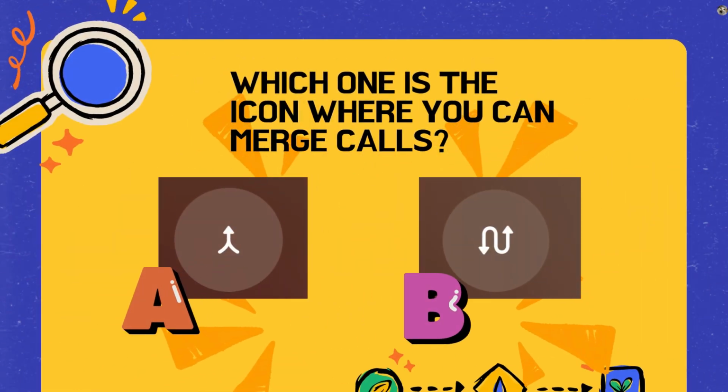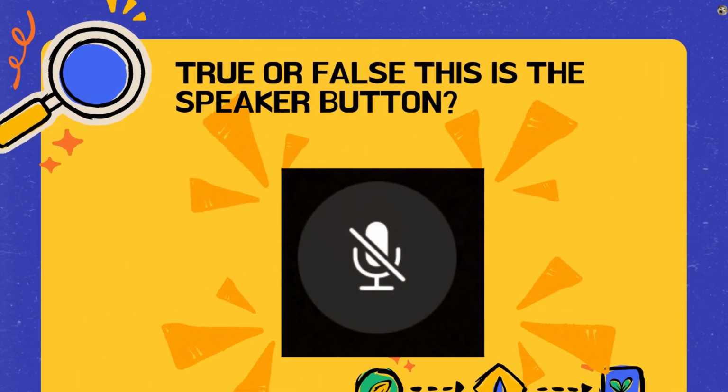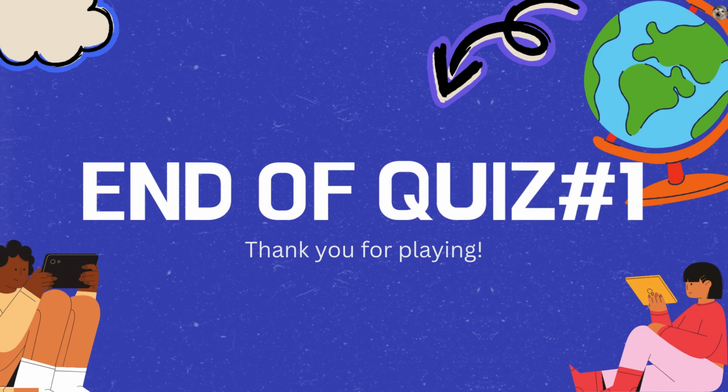Which of these calls is the icon where you can merge a call? A or B? If you said A, you would be correct. True or false? This is the speaker button. If you said false, you would be correct. This is the mute button that makes sure that the other person on the call cannot hear you. That marks the end of this quiz. Thank you for playing.